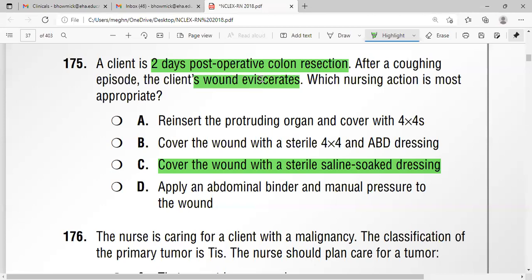The correct answer is cover the wound with a sterile saline-soaked dressing. If the client has evisceration, the abdominal content should be covered with a sterile saline-soaked dressing. Reinserting the content should not be the action and will require that the client return to surgery. Thus, answer A is incorrect. Answer B and answer D are incorrect because they are not appropriate to this case.